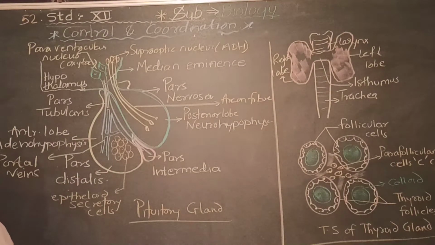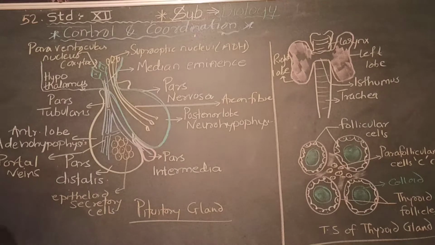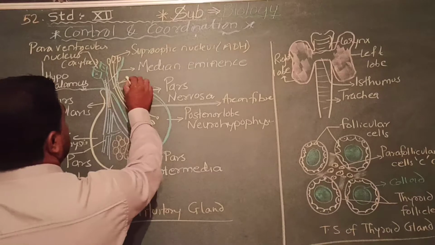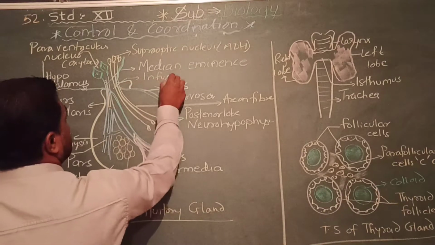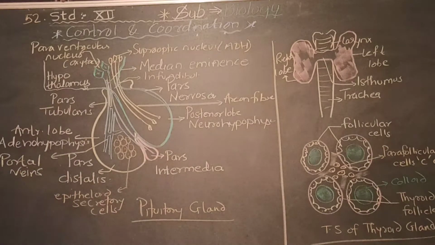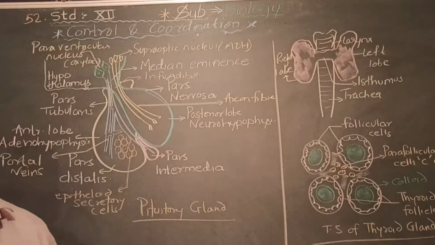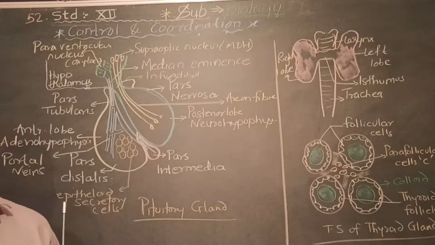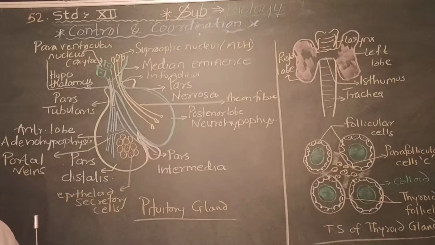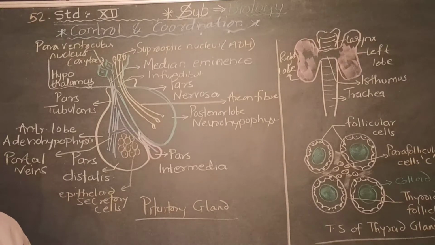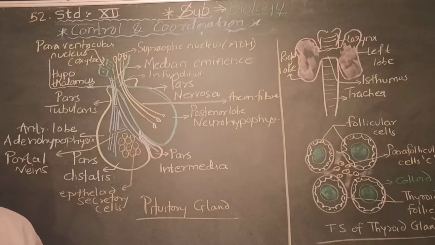The second part is the infundibulum. Infundibulum is the stalk by which the pituitary gland, or the pars nervosa, is connected to the hypothalamus. So, infundibulum connects the neurohypophysis to the hypothalamus.